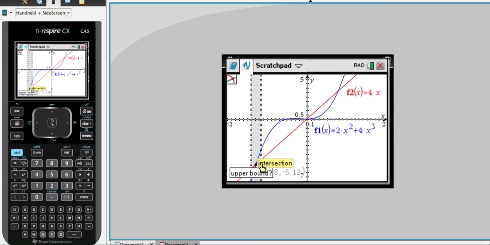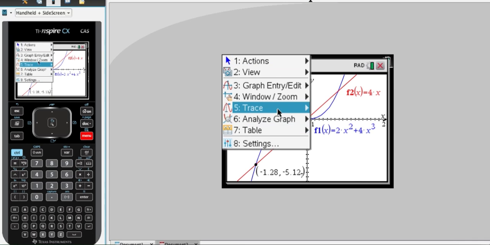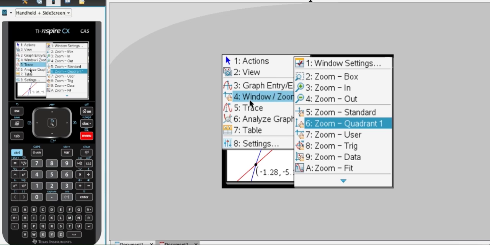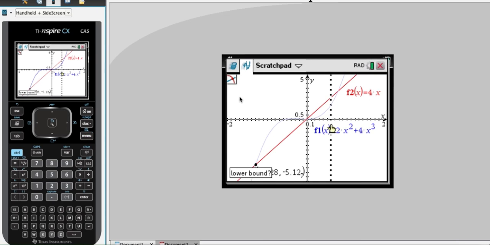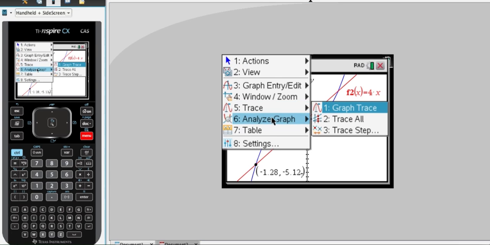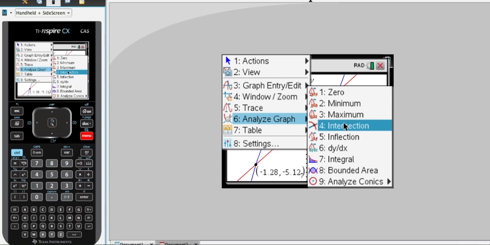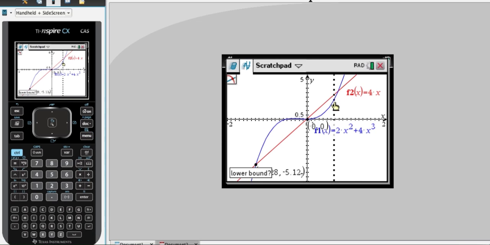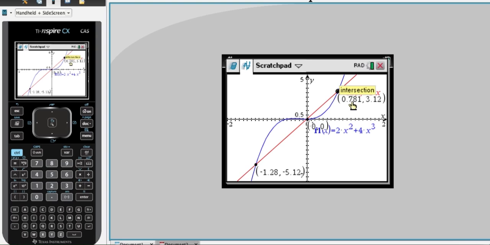So upper bound and lower bound, and it gives us this intersection, negative 1.28 and negative 5.12. And then we'll do that for the other intersections, so analyze graph, intersection, lower bound, upper bound, and it gives us 0, 0. And then finally we go to menu, analyze graph, intersection, and then lower bound, upper bound, and it gives us 0.781 and 3.12.